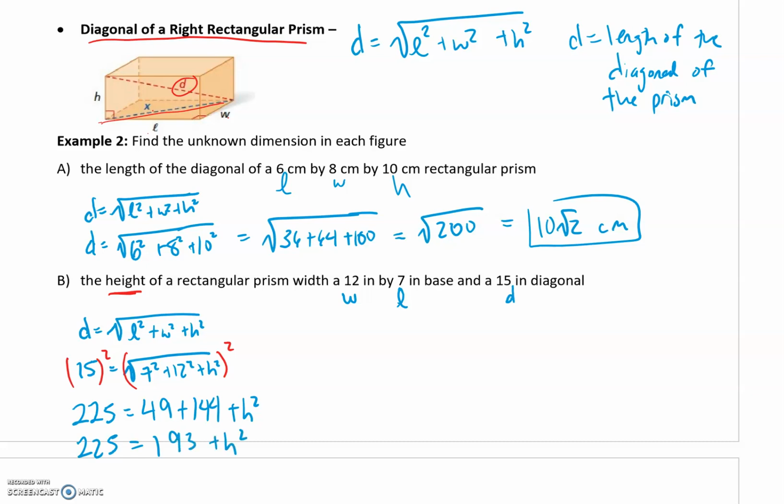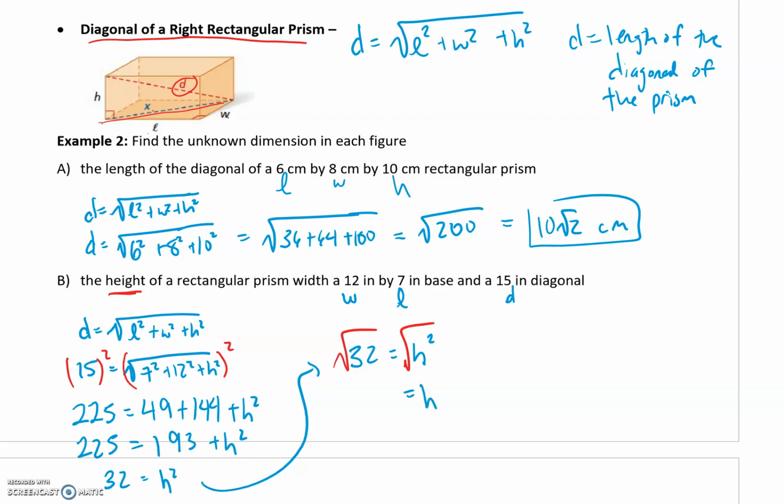And then I want to get rid of that 193, so I'm going to subtract it. So I'm going to get 32 equals H squared. And now we can solve for H. So please don't square root too early, right? Get H squared equal to a number, and now let's go ahead and square root. And I'm not going to include a plus or minus. Why not? Because H is a length, so I don't want a negative length.